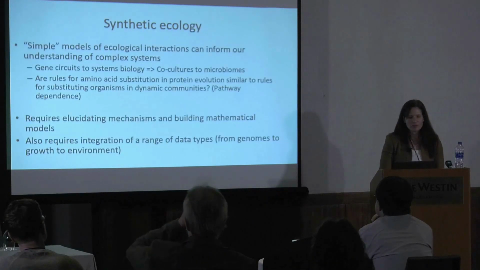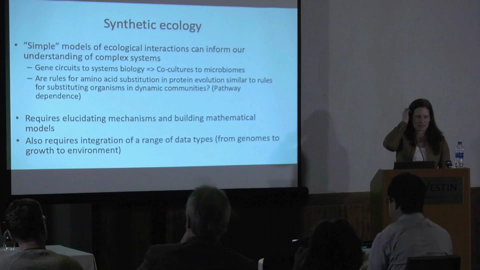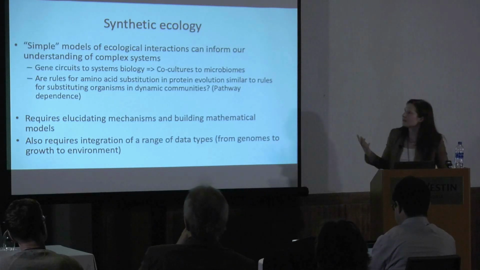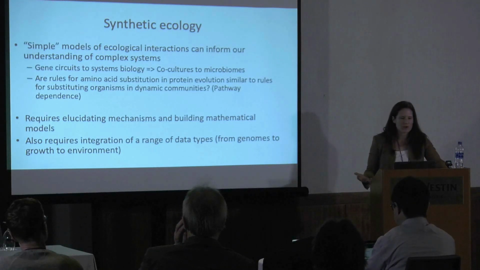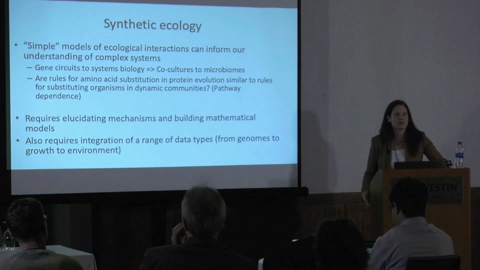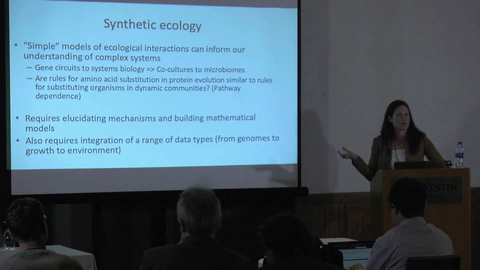So how do we move to something a little bit more sophisticated? Hopefully simple models of ecological interactions can inform our understanding of complex systems. So can we go from gene circuits to systems biology? Can this go to co-cultures and microbiomes? Can we use these types of model systems to ask questions?